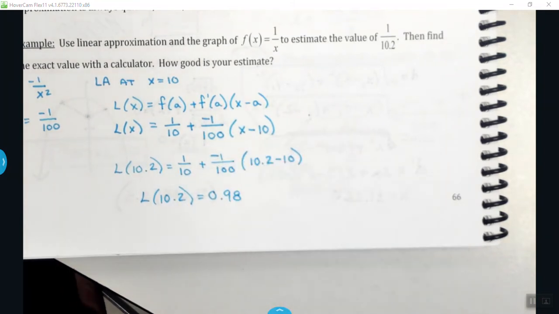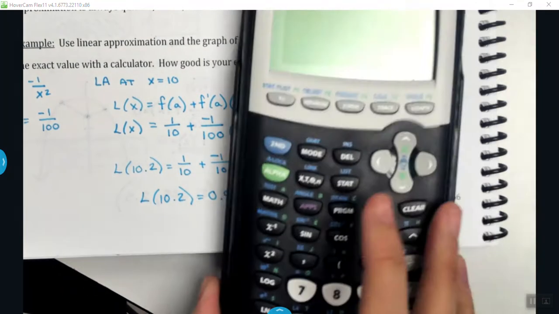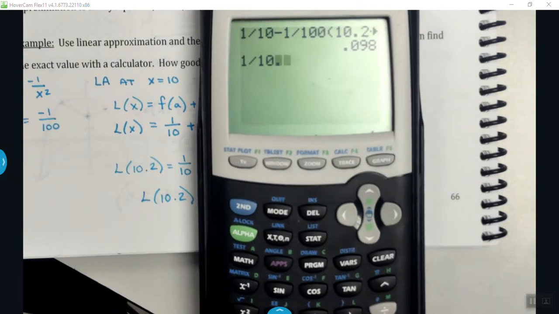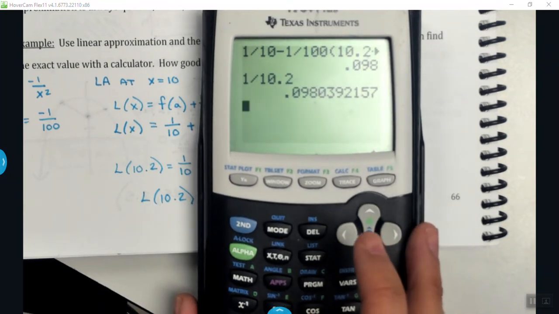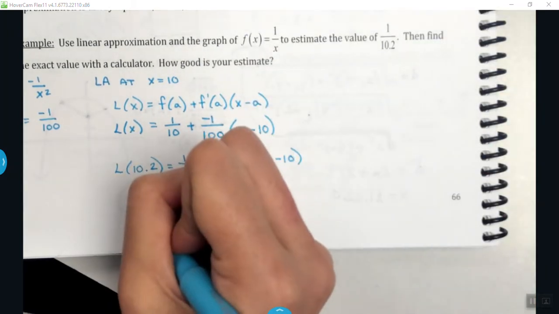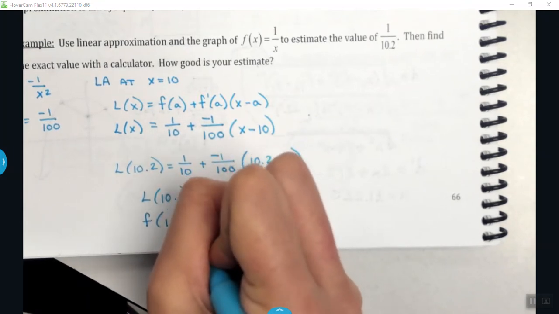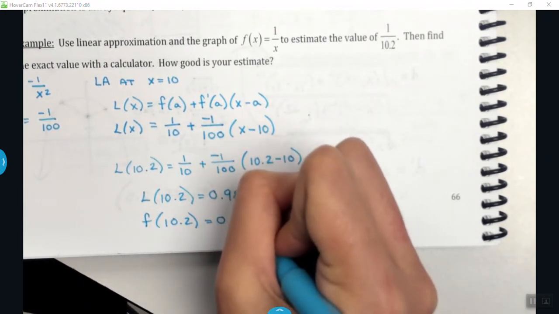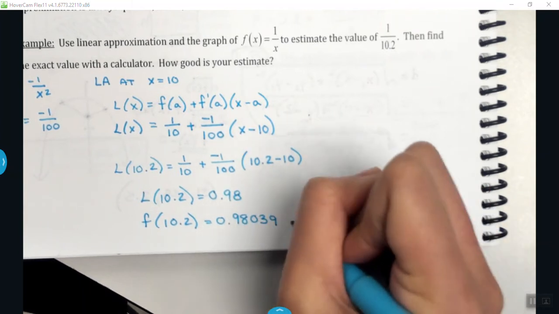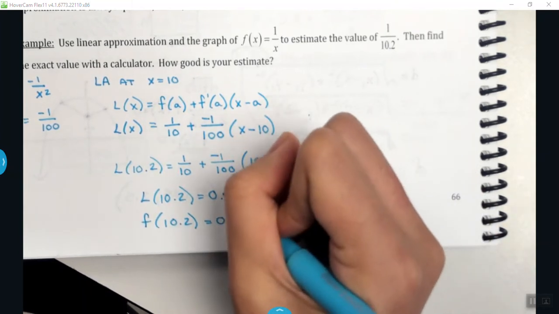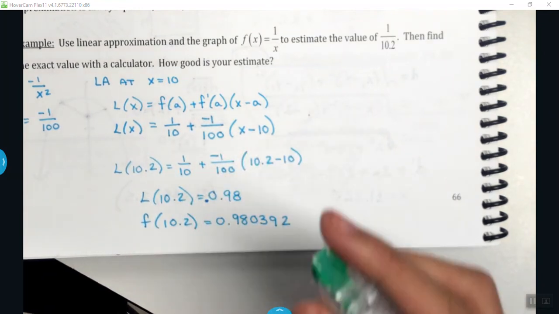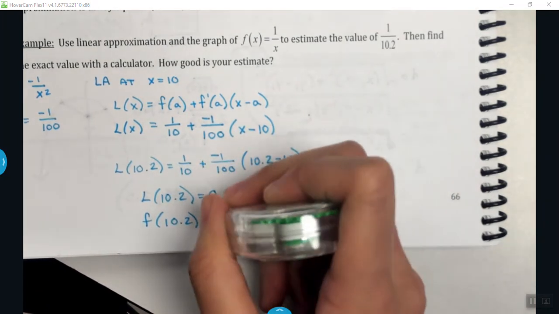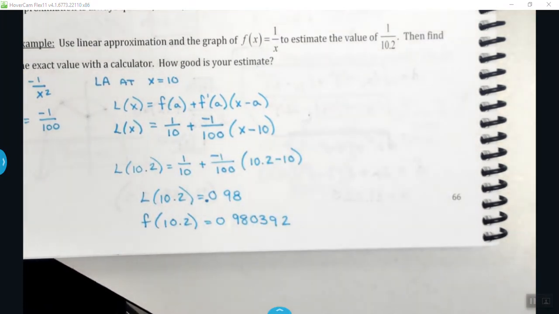Okay, and then how good is our estimate? So if I actually did 1 divided by 10.2, I'd get 0.9803. So my actual function at 10.2 was 0.98039. Okay, pretty good, right?